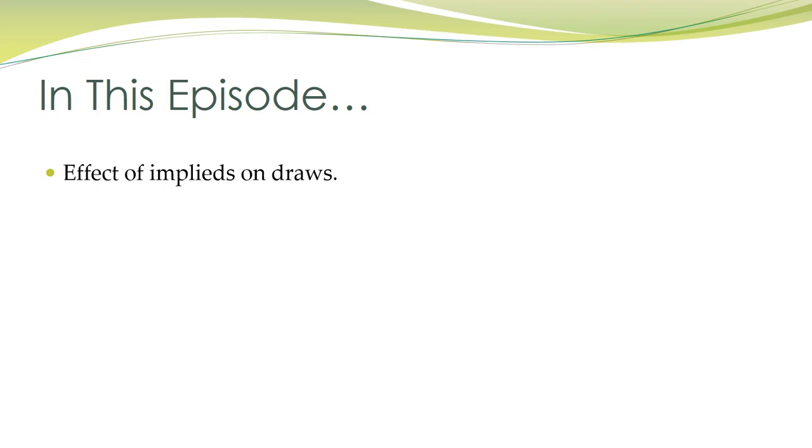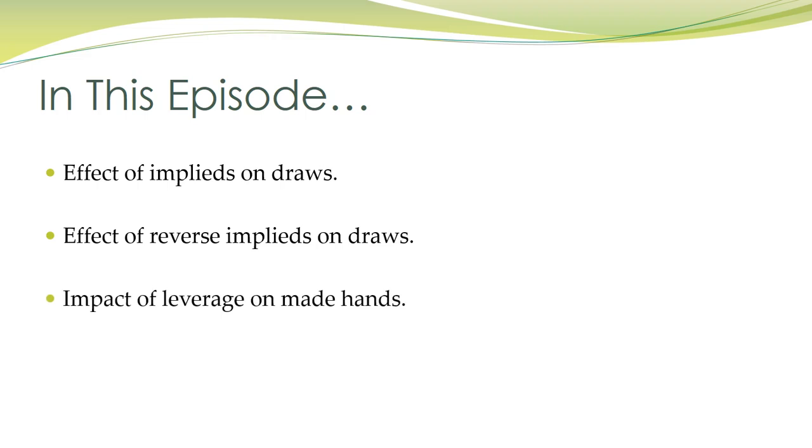Firstly, the effect of implied odds on draws, the effect of reverse implied odds on draws, the impact of leverage on made hands, and the impact of bluff potential on a later street. Everything we look at today is going to revolve around very basic concepts.